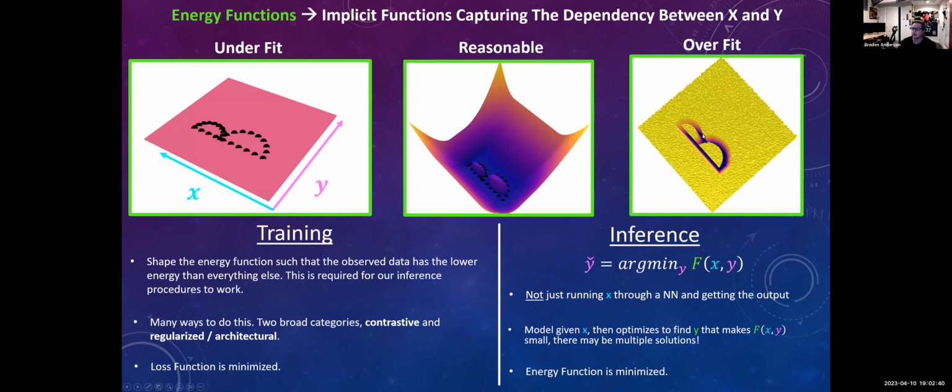And second, is this even a reasonable way to model the dependency between X and Y? I'd say in most cases, probably not. One step outside of the manifold of data, you wouldn't expect the energy to shoot up drastically. You'd expect something more like what you see in the middle, where close to the data you get low energy, and as you move further and further away you get a smooth transition, which is also very conducive to our inference procedure.